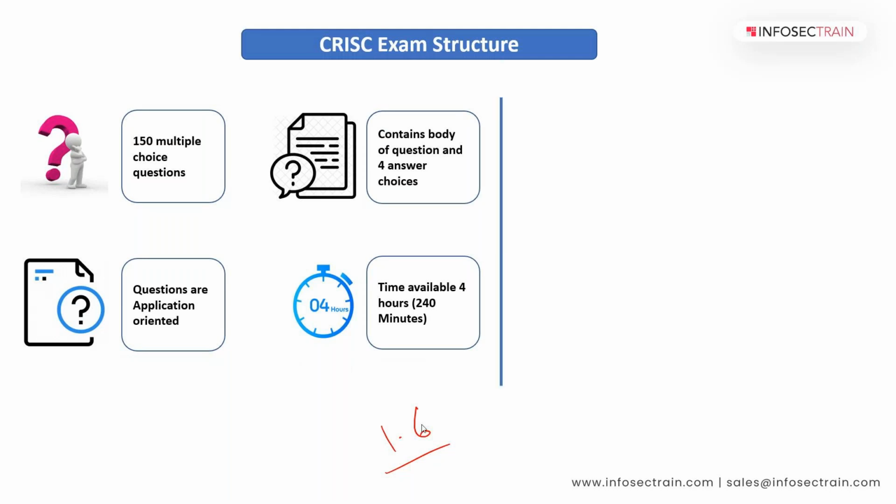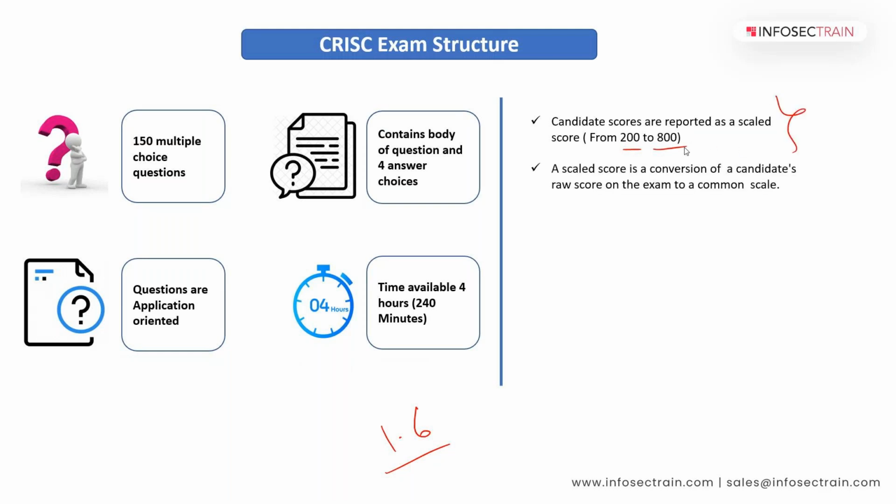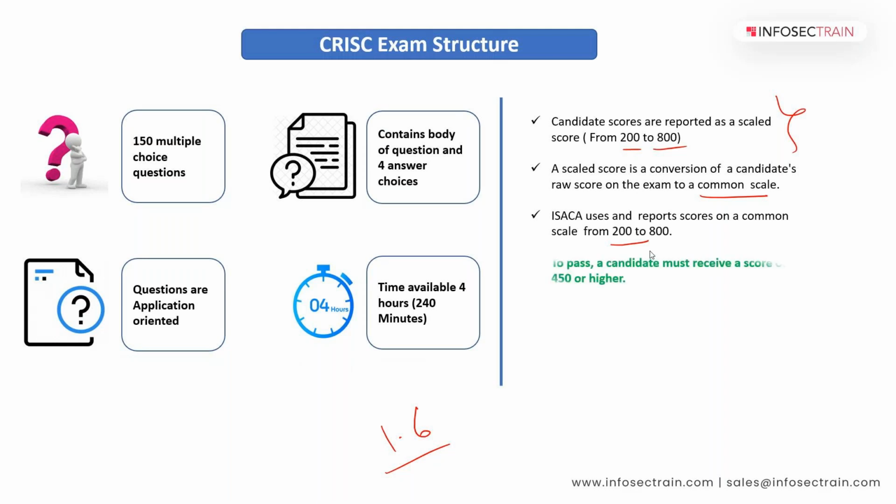Okay, now let's talk something about scoring. Okay, so the candidates' scores are reported as a scaled score, that is from 200 to 800. This is ISACA's way of scoring. And now, what is a scaled score? It's nothing but a conversion of candidates' raw score on the exam to a common scale. Okay, so ISACA uses and reports scores on a common scale from 200 to 800. And to pass, a candidate must get a scaled score of 450 or higher.